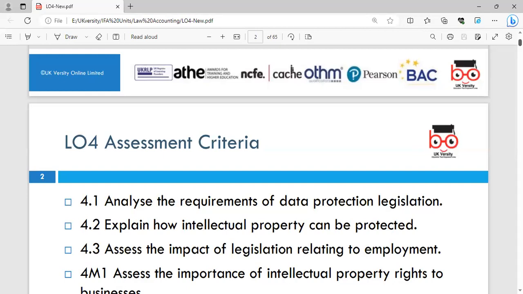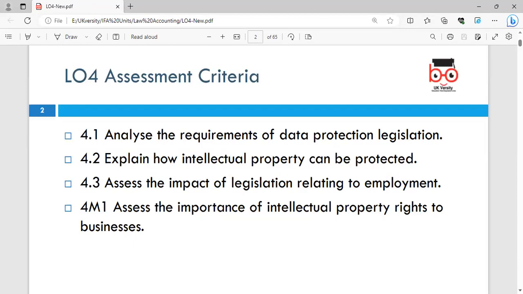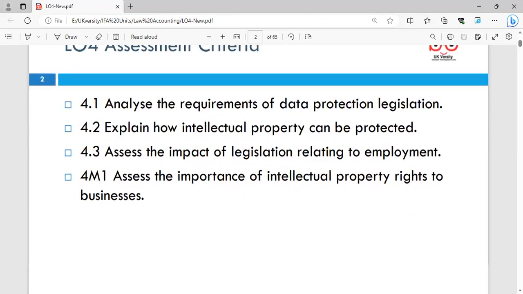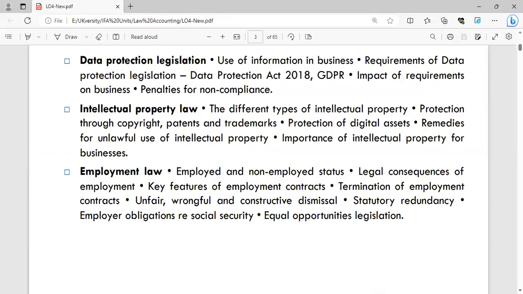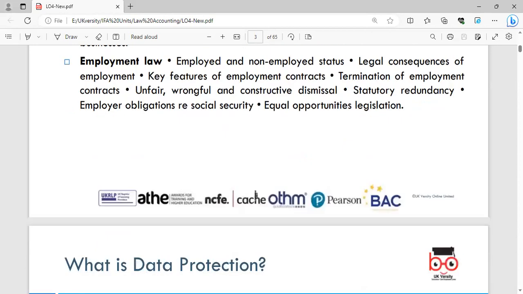Today's lesson key focus will be to analyze the requirements of data protection. We'll go through how intellectual property rights can be protected. We'll look at the legislation relating to employment and assess the importance of intellectual property rights. That will be our discussion. Data protection is the use of information in business, and the requirements of data protection, GDPR, and the impact on intellectual property rights. That's the indicative content we're supposed to go through: copyrights, and employment law, termination, and dismissal. So that will be the key in our discussion.